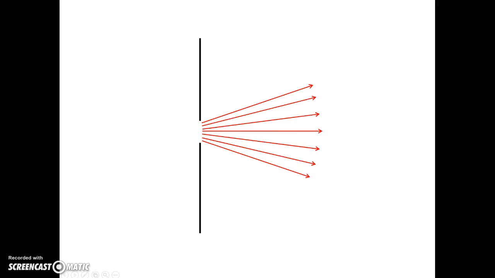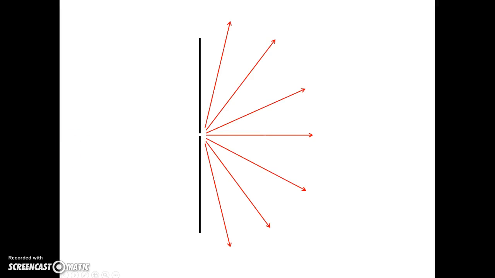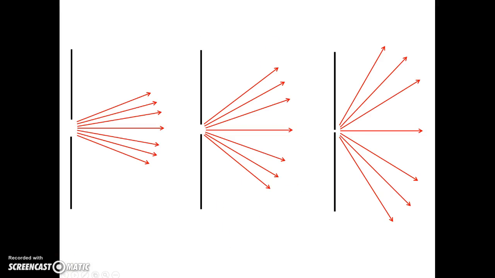When we send the light waves through, they spread out, not so much. If we then take the second slit, and we send light waves through, they spread out more. If we take the third slit, which is even the smallest, as we send light waves through, they spread out the most. So to summarize, the narrower the slit, the smaller the width, the more spreading out you get.